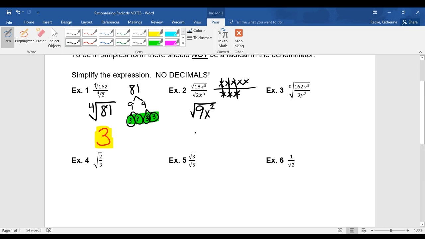The square root of 9 is 3. It's a perfect square. How many groups of 2 are in x squared? Well, just 1. So my answer becomes 3x.